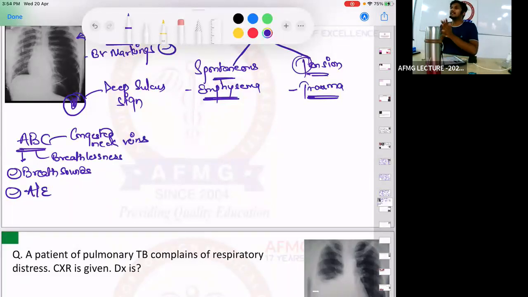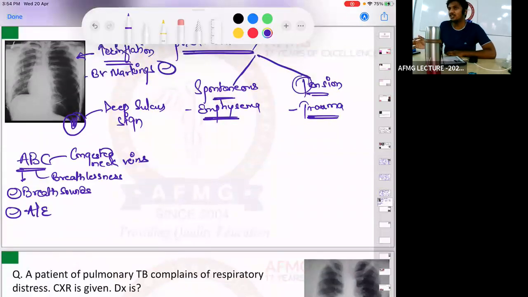Let's quickly revise ABC. A for absent breath sounds and absent air entry. B for sudden onset breathlessness, and C for congested neck veins. Important. Okay. Now please remember spontaneous tension pneumothorax.